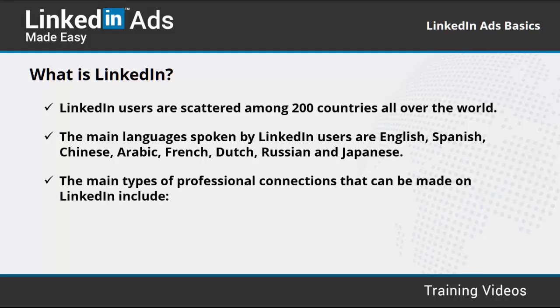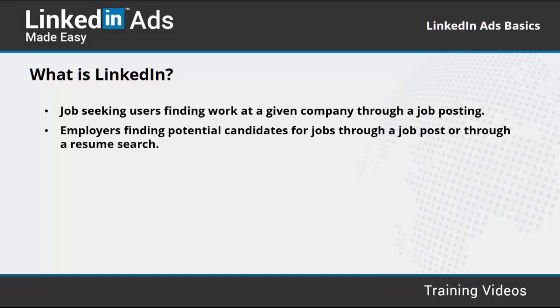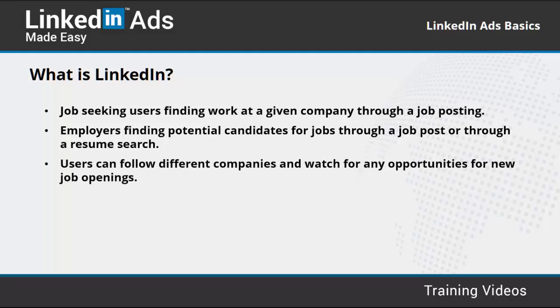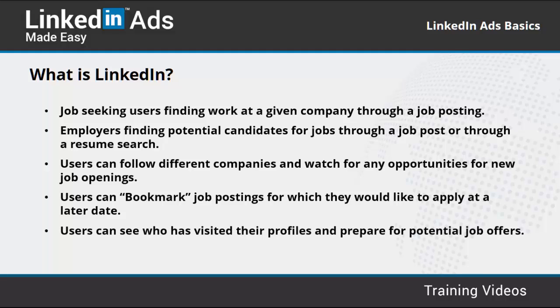The main types of professional connections that can be made on LinkedIn include job-seeking users finding work at a given company through a job posting, and employers finding potential candidates for jobs through a job post or through a resume search. Users can follow different companies and watch for any opportunities for new job openings. Users can bookmark job postings for which they would like to apply at a later date. Users can see who has visited their profiles and prepare for potential job offers.